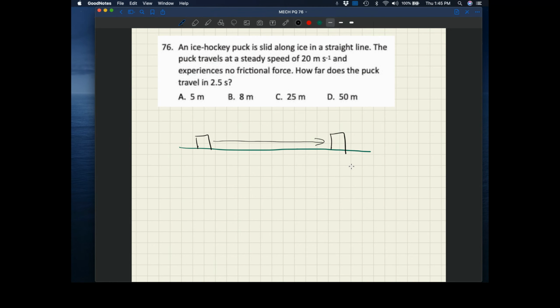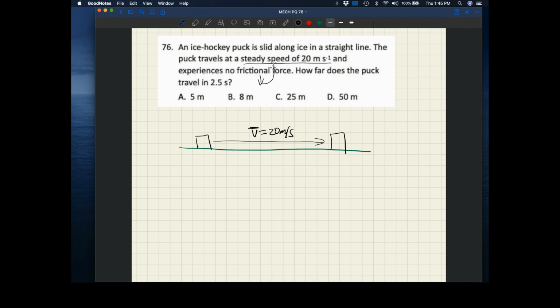Straight line. The puck travels at a steady speed of 20 meters per second. So the velocity is 20 meters per second. Now that is the instantaneous velocity, but it's also constant, and it can be treated as the average velocity. It experiences no frictional force, which means it has the steady speed. So that's why it has no frictional force.